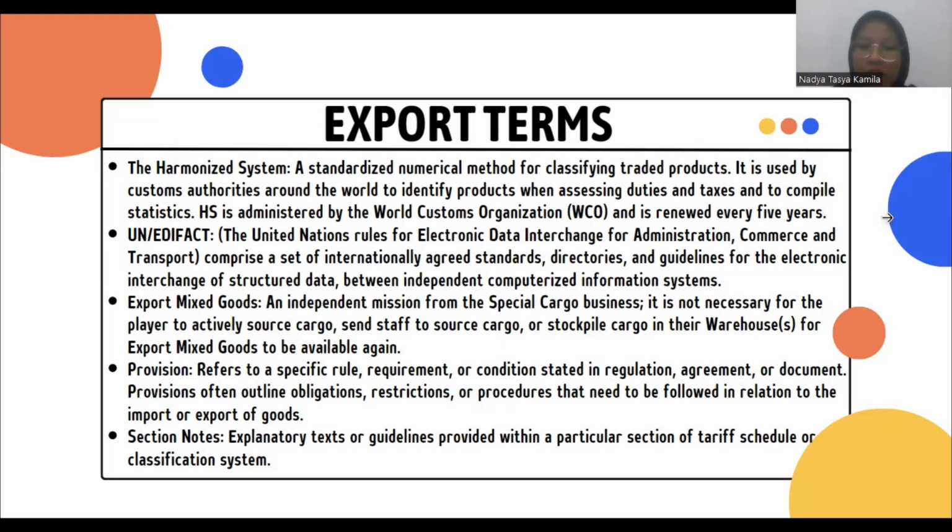Provision refers to a specific rule, requirement, or condition set in regulation, agreement, or document. Provisions often outline obligations, restrictions, or procedures that need to be followed in relation to the import or export of goods. Section notes, explanatory text and guidelines provided within a particular section of a tariff schedule or classification system.